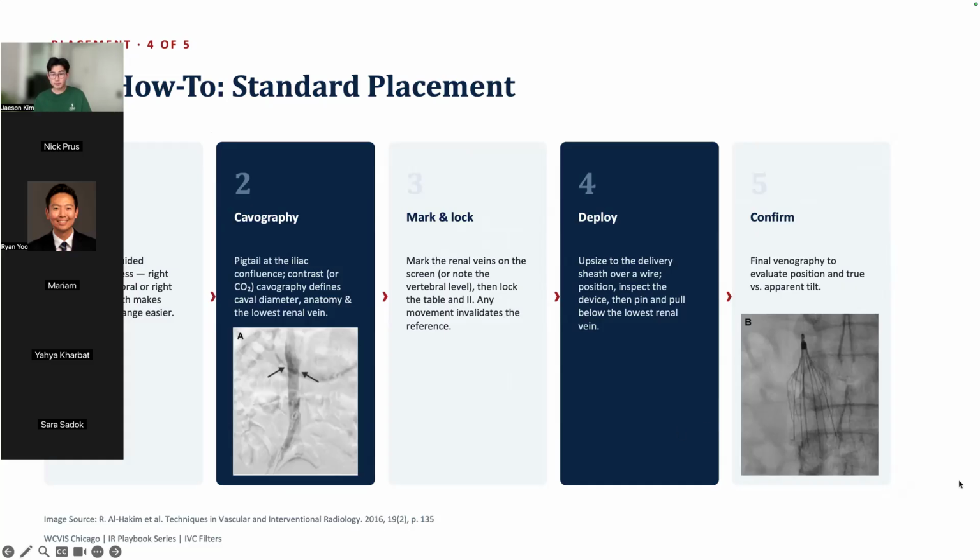Fourth is deployment. You swap in your catheter for the filter delivery system over a wire, position it again below the lowest renal vein, and then you release the filter, making sure that it opens fully against the wall of the vein. Fifth is you take one more picture to check the position and make sure that it isn't tilted.